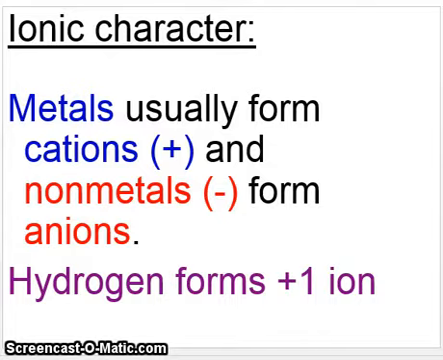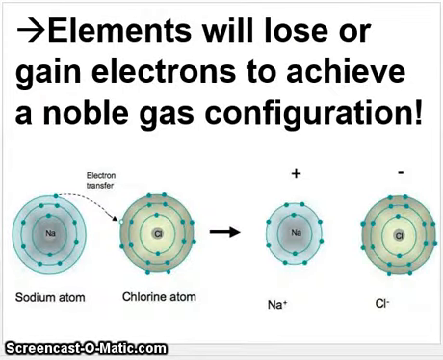Now a closer look at how and why elements form ions. Elements will lose or gain electrons to achieve a noble gas configuration. So if you take a look at the element sodium, and find sodium's Bohr model, you'll see that sodium has one extra electron in the third shell. And if you find chlorine, you'll see that chlorine needs an extra electron in the third shell. It has one electron missing in its third shell.